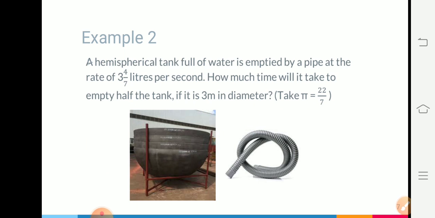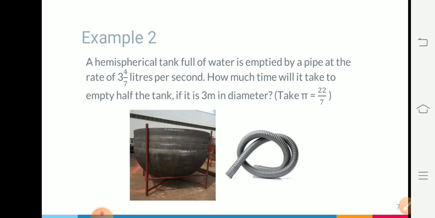A second example. A hemispherical tank full of water is emptied by a pipe at the rate of 4 by 7 liters per second. How much time will it take to empty half the tank if it is 3 meter in diameter?